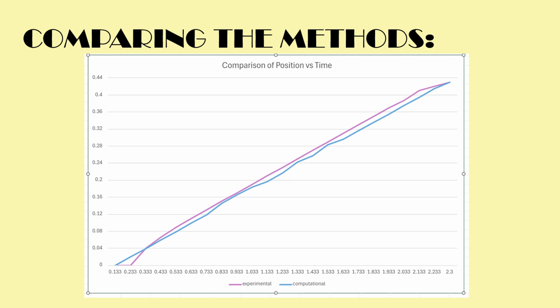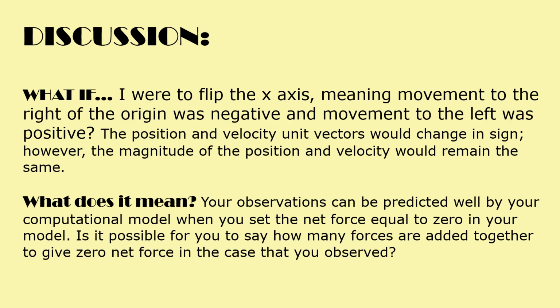On to the discussion portion of this lab. What if I were to flip the x axis, meaning movement to the right of the origin was negative and movement to the left of the origin was positive? This would be totally okay. In these scenarios, you can pick the origin and you can pick which direction is negative or positive as long as you stay with that consistently. So the position and velocity unit vectors would change in sign. However, the magnitude of the position and velocity would remain the same.